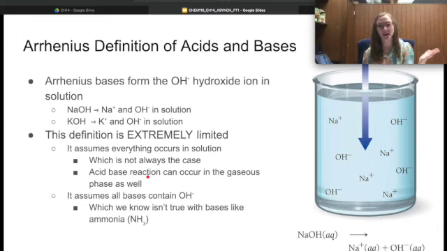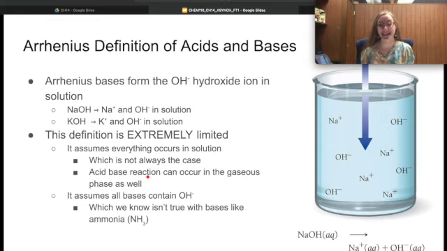So if you have NaOH, that splits into Na plus and OH minus in solution. If you have KOH, that splits into potassium 1 plus and OH 1 minus in solution. So that's basically all you're looking for with your bases: the OH minus in the chemical formula for an Arrhenius base.